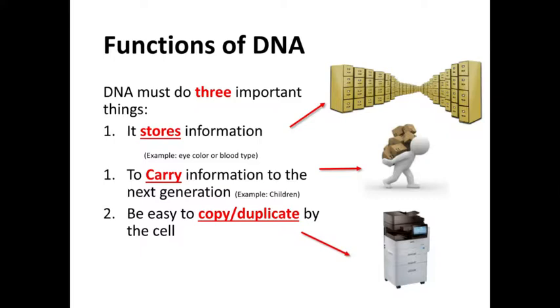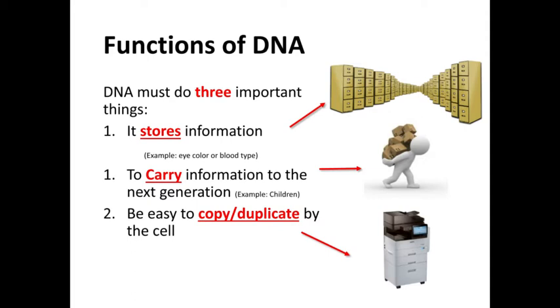Hello, today we're going to be talking about the functions and structure of DNA. DNA has three important things. One, it stores information. So, kind of like big filing cabinets, it's the blueprint. Everything needed to make another copy of you or a copy of your cells is stored in your DNA. So, an example, your eye color or blood type, that information is stored in your DNA.